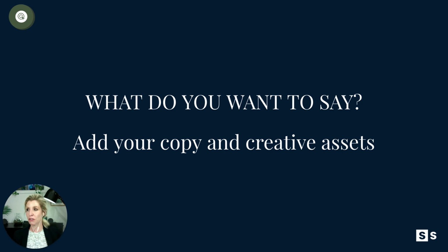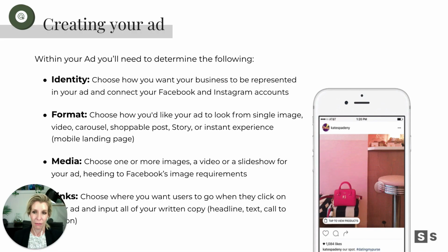So this is answering the question, okay, well, what do you want to say? What are your copy and creative assets going to be within this campaign? And this is really fun because it's where we get to choose the identity of our business, how we want it to be represented. The format, is it that single image, carousel, shoppable ad, an instant experience? And then the media. So what type of imagery or animation or GIFs or graphics do we have that we can pull in here or give to Facebook to serve up? And then, of course, the links. So where are they going? And how do we want that to appear?